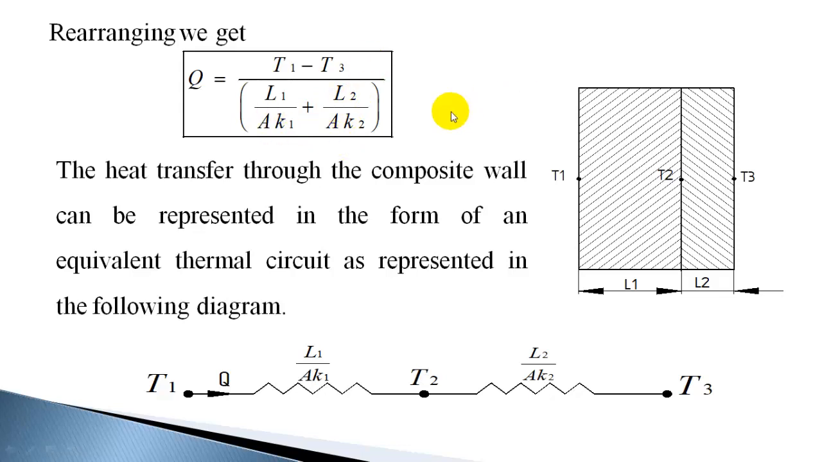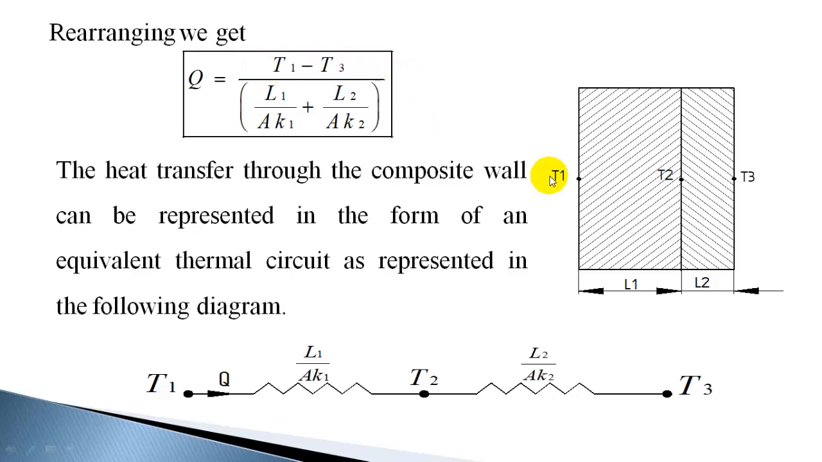So three equations we already got for Q. Q is (T1 minus T2) divided by L1 by AK1. Again Q is equal to (T2 minus T3) divided by L2 by AK2. And also we got Q is equal to (T1 minus T3) divided by (L1 by AK1 plus L2 by AK2). The difference in this equation is we have eliminated the interface temperature. Interface temperature is not coming in this.